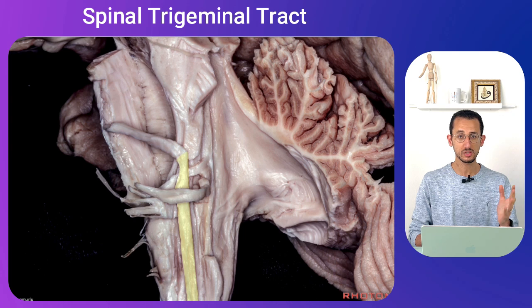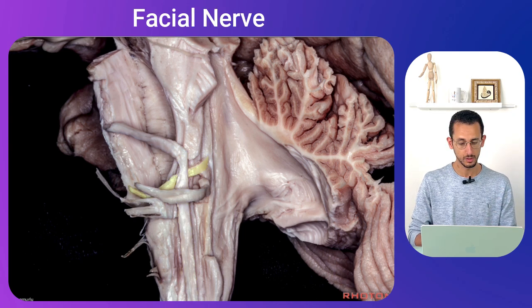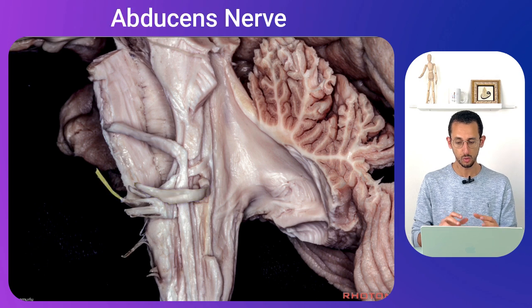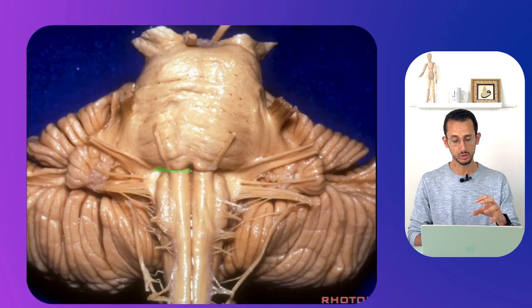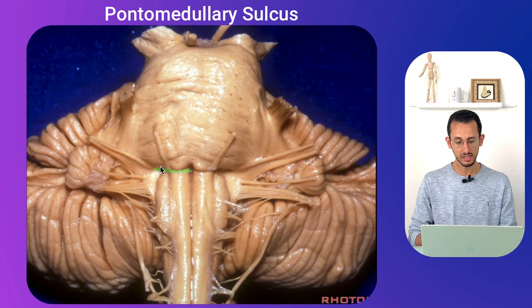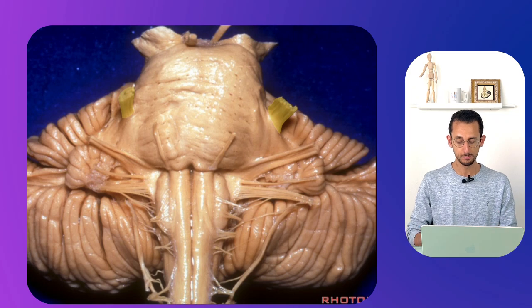And then we have the rest of the lower cranial nerves. We can see the facial nerve, the vestibulocochlear nerve, and the abducens nerve. All of those three nerves are coming from the pontomedullary sulcus. But actually the trigeminal nerve is the only one that emerges from the pons.